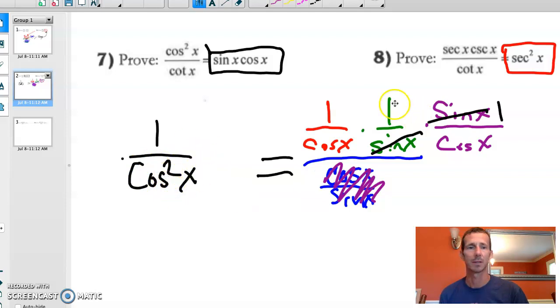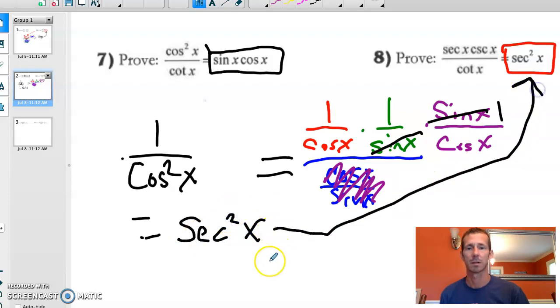And we are not done because that's not what I have over here. But 1 over cosine squared x is a reciprocal function of secant squared. So this actually equals, because it's a reciprocal, secant squared x. Make that square a little better. And now, there it is.